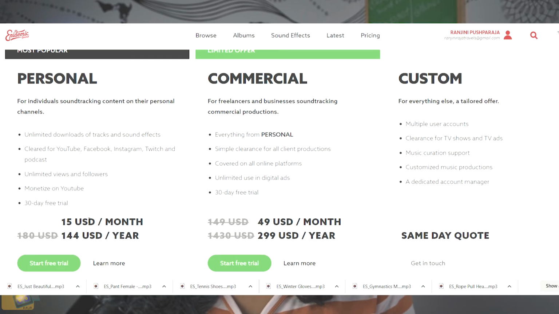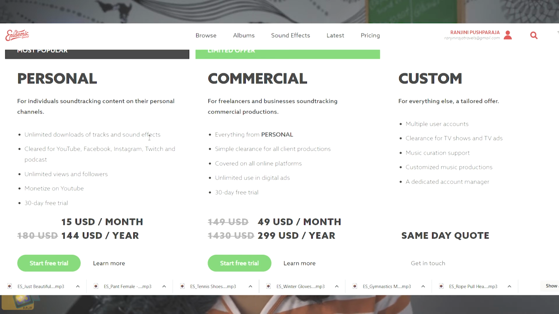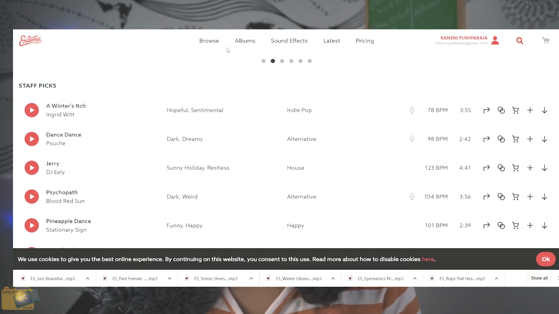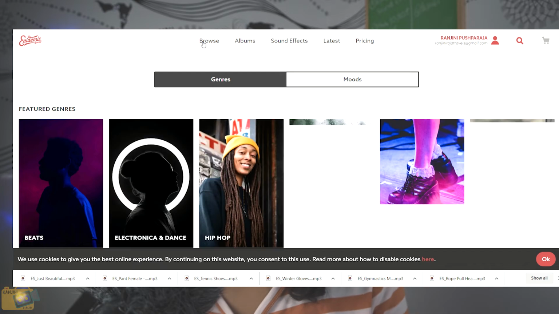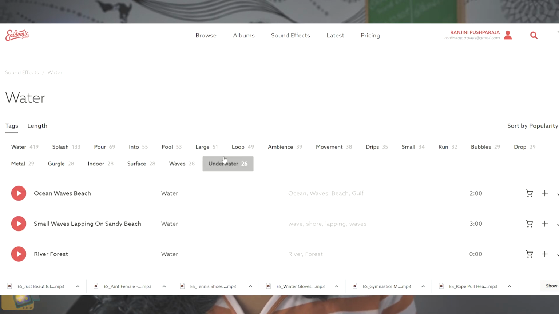So I think it's pretty affordable. It's about $15 every month, but if you subscribe on a yearly basis, it's a lot cheaper. They have a good database of independent artists. The music is also good. So far, I think I've been using it for a year now. No regrets. What I personally like is their sound effects library.